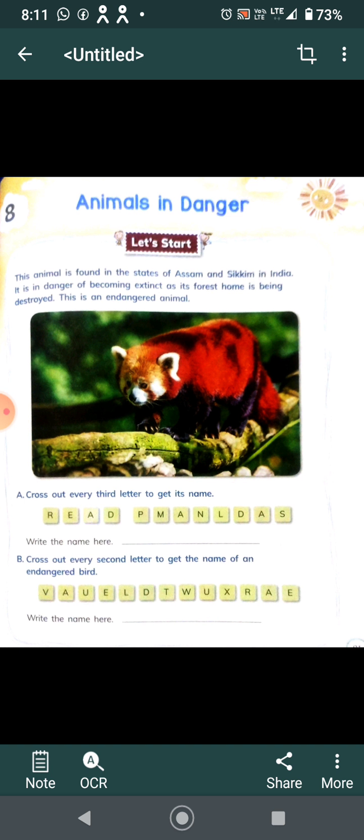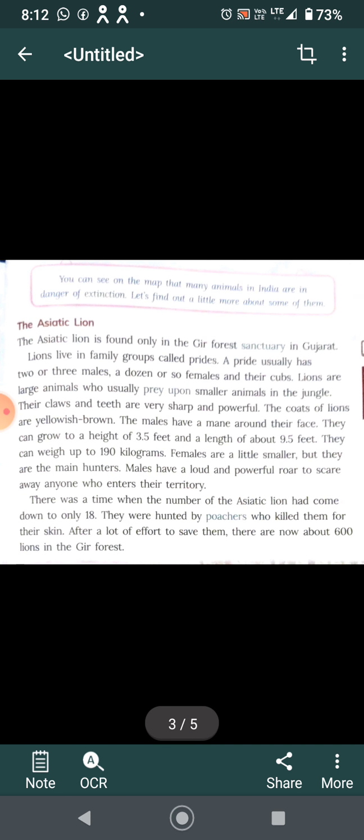Next B, you will do it yourself. Cross out every second letter to get the name of an endangered bird. Now you will cut the second letter, means V, A you will cut. Like this, E you will cut. So you will get the name of the bird which is endangered. Now children, let's get started with the chapter.